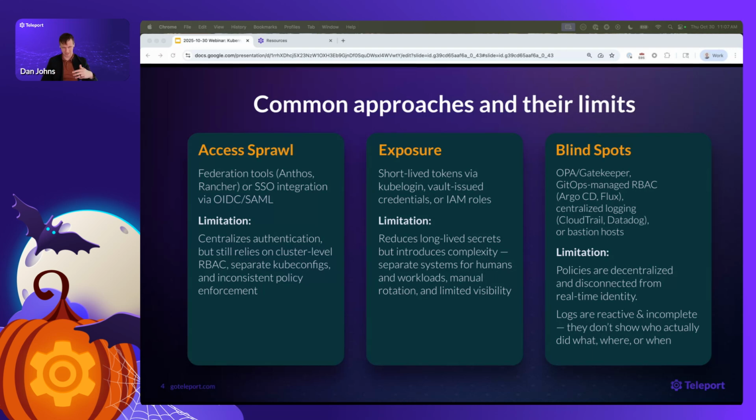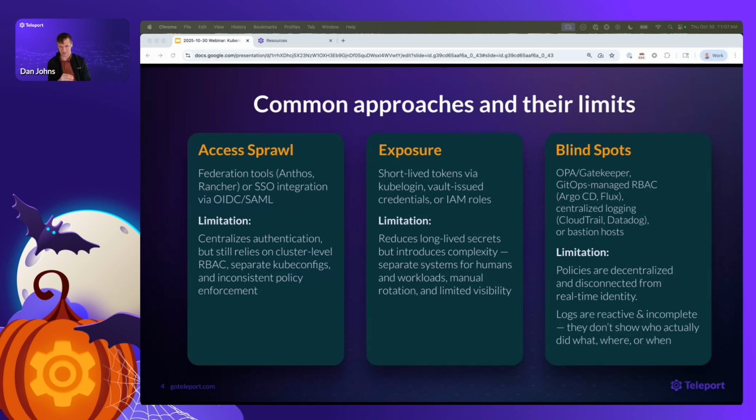There are solutions with things like Open Policy Agent or Gatekeeper or some kind of GitOps-managed RBAC. I'm sure many of you are using Argo CD or Flux. Those policies are decentralized and disconnected from real-time identity changes. So for example, if someone leaves their job, we may not have immediate reflection of that in their user identity. If I change teams or I quit or something like that, are my policies updated in real time? Is my access cut off? How do you know?